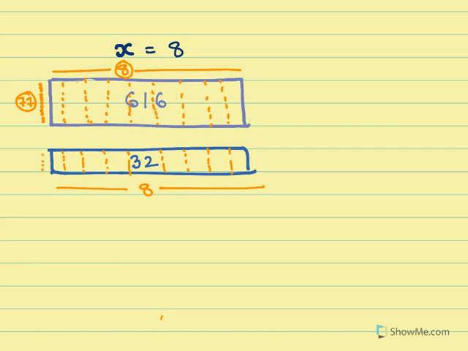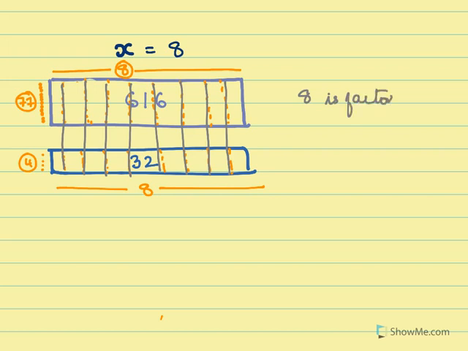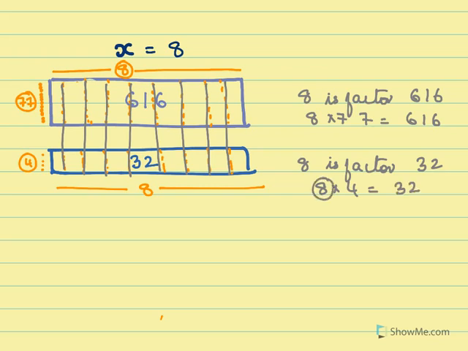So in each row there would be just 4 of them. But the number of rows becomes even. Both have the same number of rows. That's why they all travel in a proper design. So 8 is a factor of 616, because 8 into 77 is 616, and 8 is also a factor of 32, because 8 into 4 is 32. So they had to make 8 rows to stand in proper order.